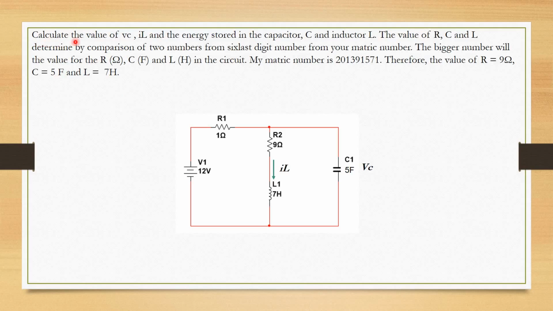Okay, from the question, we have to find the value of voltage across the capacitance, current across the inductance, and the energy stored in the capacitor and inductor. The values of R, C and L depend on our matrix number. Based on my matrix number, I got R is 9, C is equal to 5, and L is equal to 7. I have redrawn the circuit here. So my R2 will be 9, L is equal to 7, and capacitance is equal to 5.